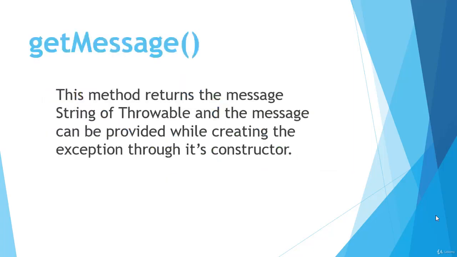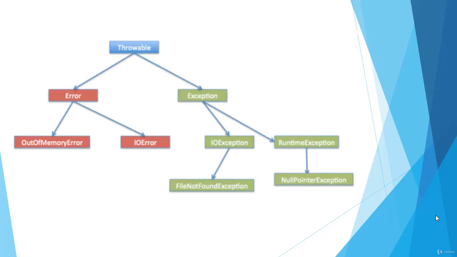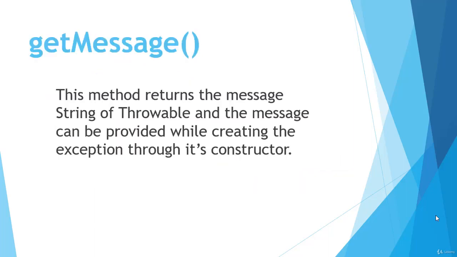Next, the getMessage method. This method returns the message string of the Throwable, and the message can be provided while creating the exception through its constructor. Whenever we get an exception, we get a message on our screen saying what the exception is. We can get that message through the getMessage method. This getMessage method is declared inside the Throwable class, which is the parent class of all the classes, and all its child classes have the getMessage method, by which we can get the exception message. We can also write our own message and pass it in the constructor of the exception while creating it.